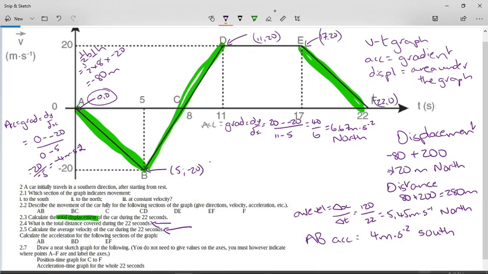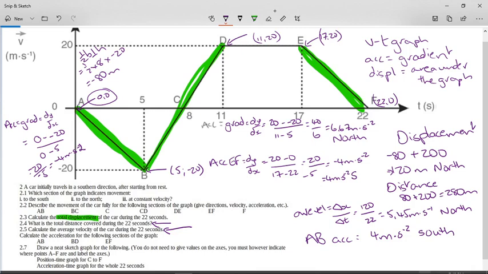So the acceleration EF is once again going to be dy/dx. My first y value is 20, my second y value is 0, my first x value is 17, my second x value is 22, and I end up with 20 over negative 5, so negative 4 meters per second squared. I need to convert this into a magnitude and direction, so it's 4 meters per second squared, southwards, so the acceleration is opposing the motion.